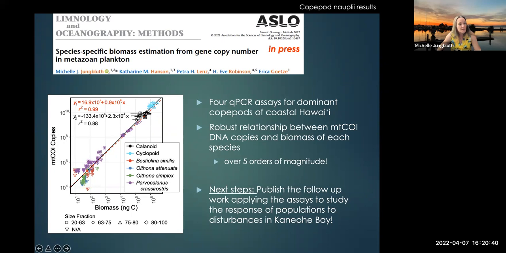So the next steps are that my last chapter of my PhD, which I'm still working on publishing, was follow-up work that I did chasing storm events in Kaneohe Bay to look at the response of the copepod population through this qPCR lens, characterizing the biomass and abundance of Malpii. So stay tuned for that in the next year or 2.